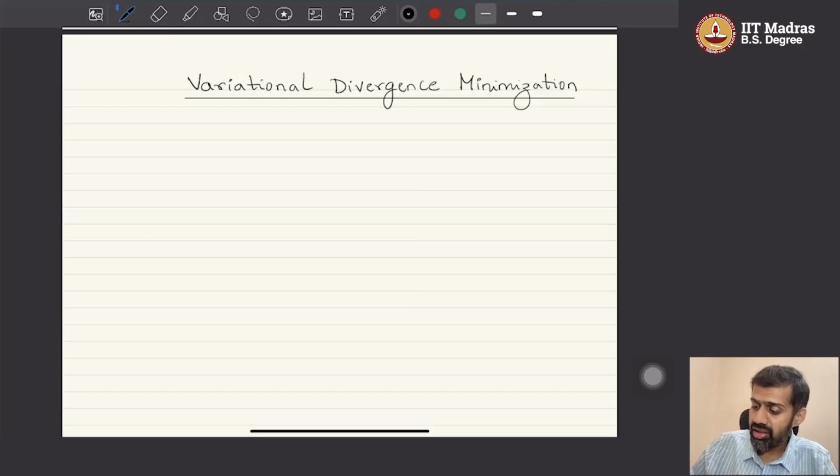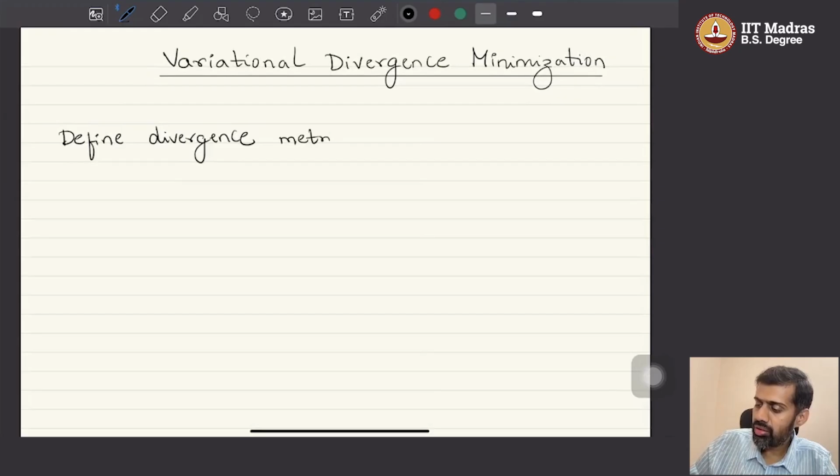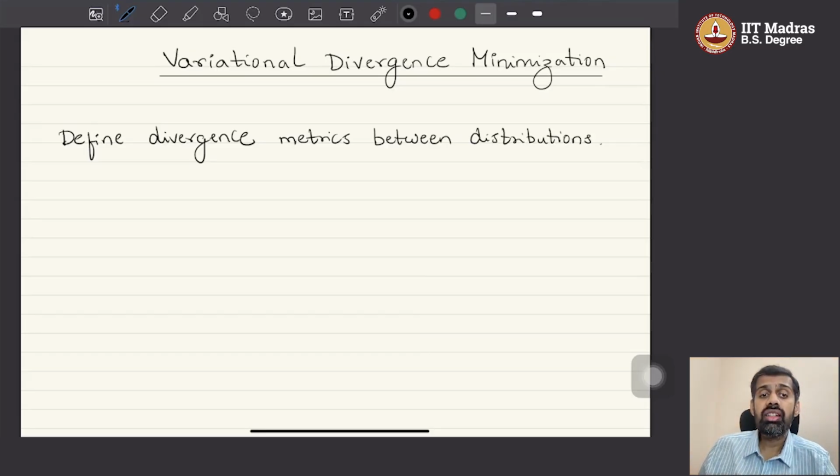Now to start with, the first thing that we should do is define a divergence metric between distributions. Recall that one of the key ingredients of building a generative model is to define a distributional divergence metric, or divergence metric between distributions. Now let us do that. Let us define a class of distributional divergence metrics called the f-Divergence.